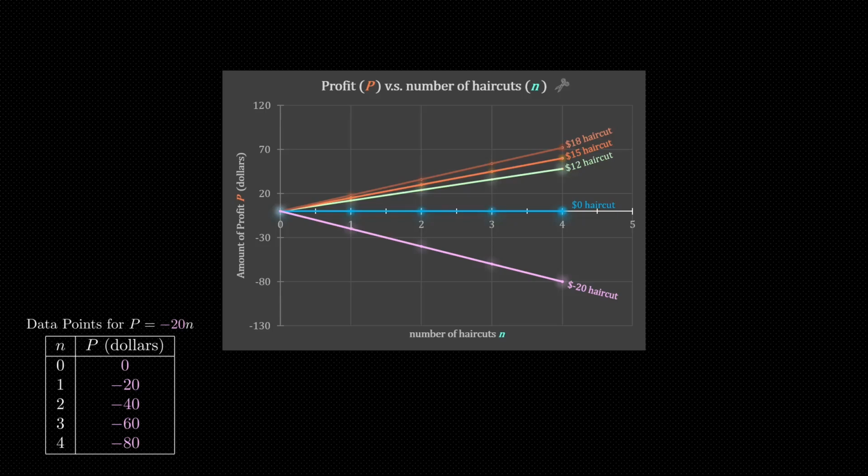Now, here's something neat. If you're observant, you will notice that this line is slanted in the opposite direction than all of the lines with positive cost. All the lines with positive cost are going up as we increase n, but the line with negative cost is going down as we decrease n.